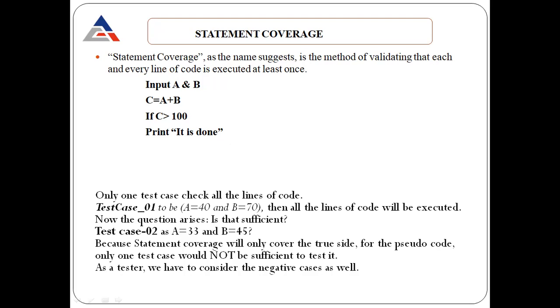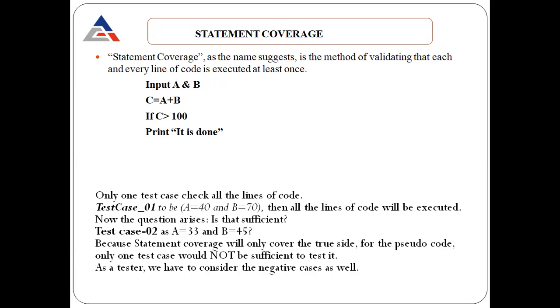So my question arises, is that sufficient? Do you think that is sufficient, that my application is correct? No, not yet. Let's say I take case number two, that the value of A is 33 and the value of B is 45. So if I put A as 33 and B as 45, then the value of C will become, you can say, 78.